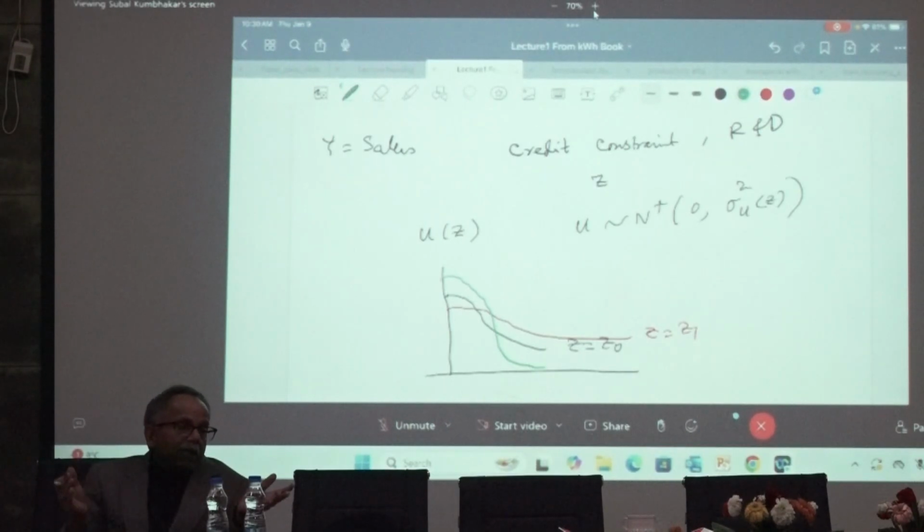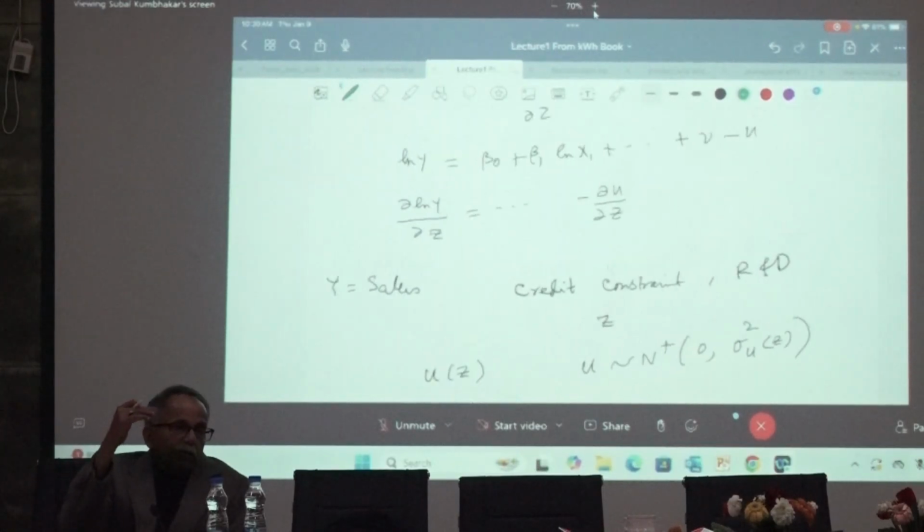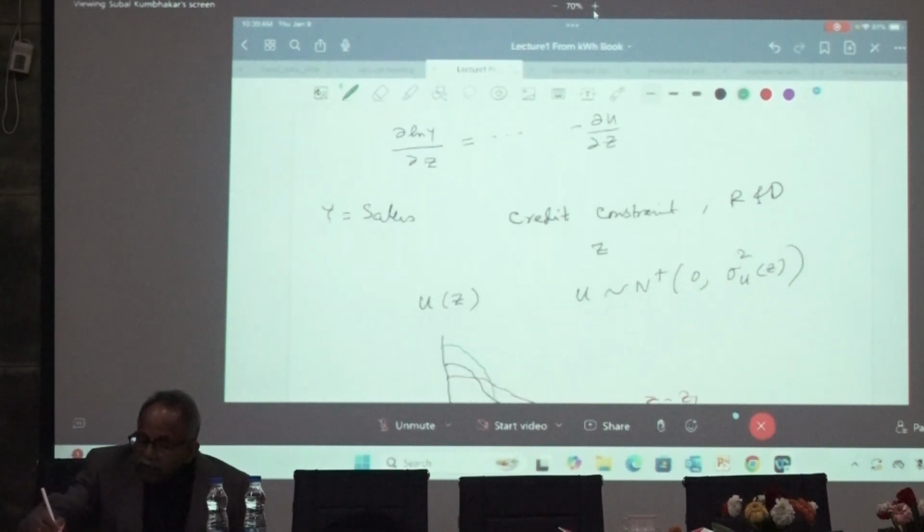Now it may not be specific to the individual. You can think in terms of groups. That means the variance is different for different groups. So this is the rationale for doing all of this. And then after estimating the model, as I said, you will first be reporting inefficiency or efficiency, and then you will be looking at the marginal effect.